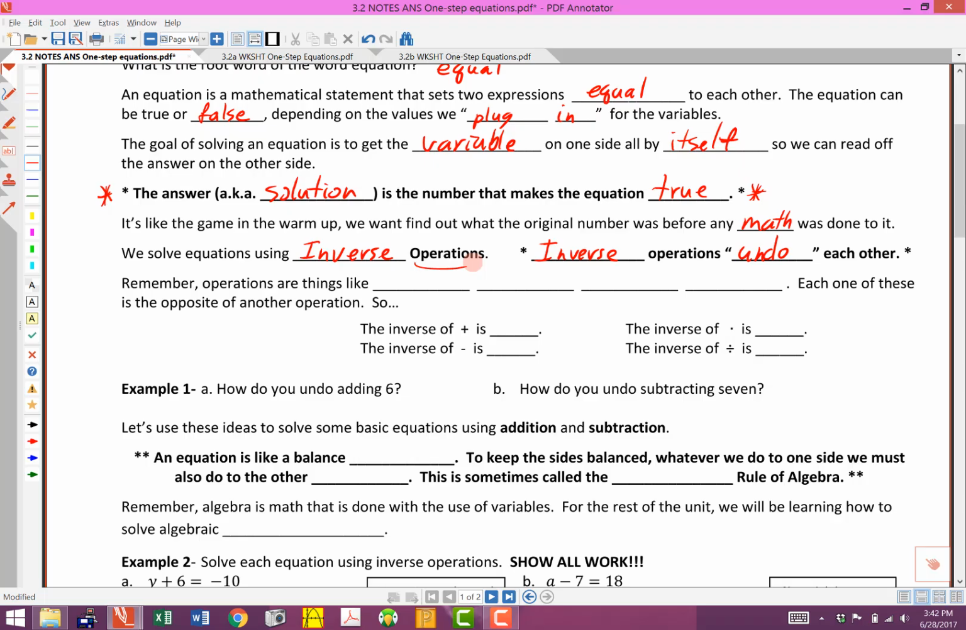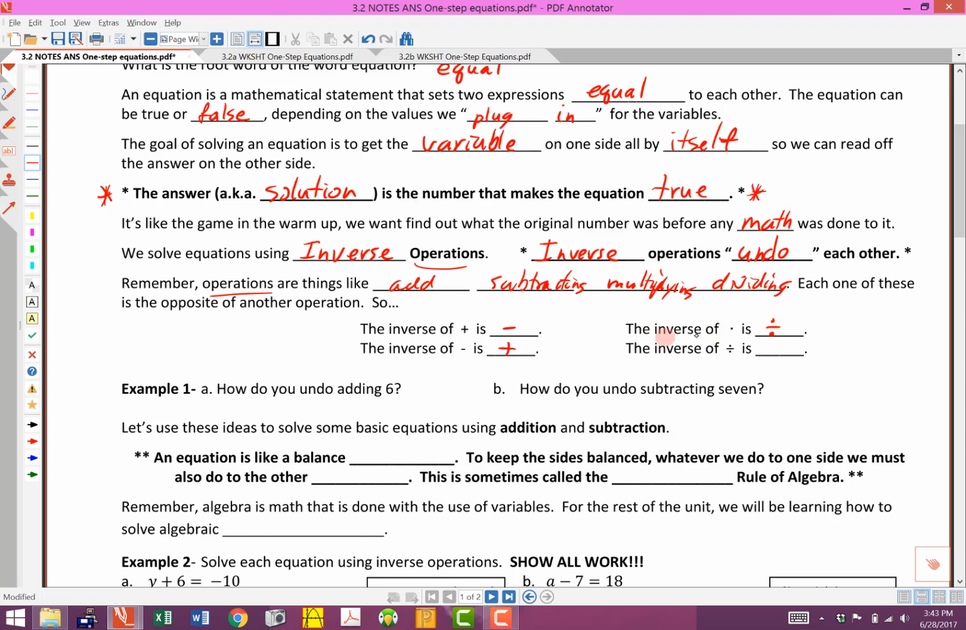Now, when we use the word operation, don't forget that operations are things like adding, subtracting, multiplying, and dividing. Those are the four basic operations that we've learned about. And each one of these is the opposite of another. So the inverse of adding is subtracting. Adding and subtracting will undo each other. The inverse of subtracting is going to be adding. The inverse of multiplying, I'm using a little dot for multiplication, and I'm using the horizontal line with the two dots for division.